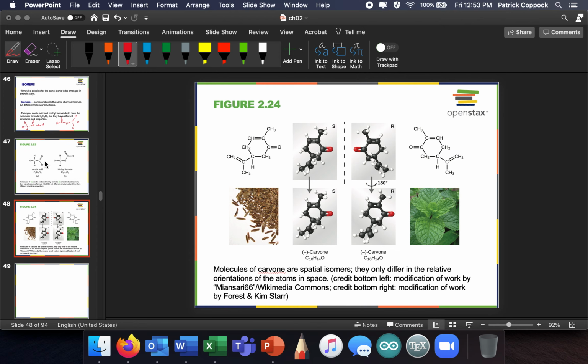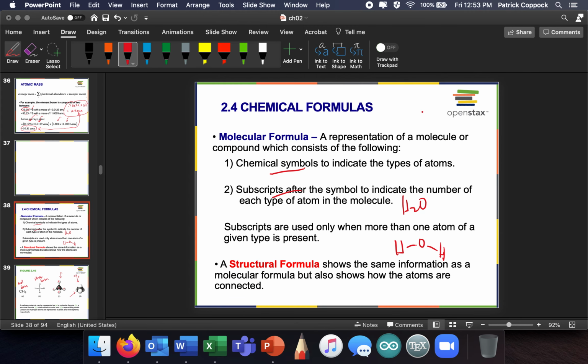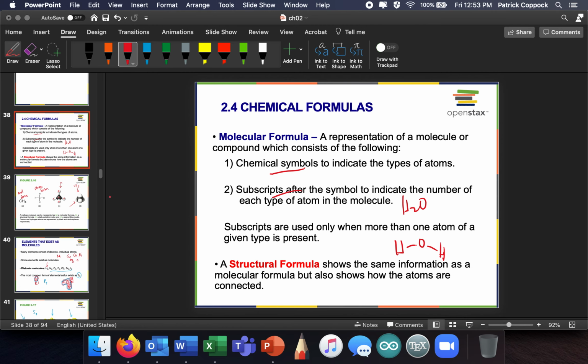All right, so we talked in this section about representations of chemicals. And we use chemical formulas. We talked about molecular formulas. We talked about structural formulas. We talked about empirical formulas. And then models like ball and stick and space filling. And we also talked about isomers.